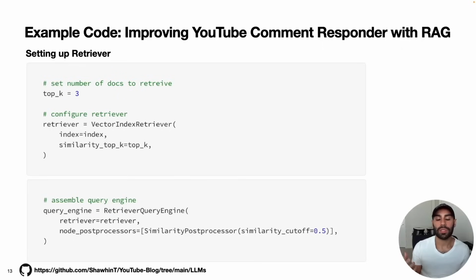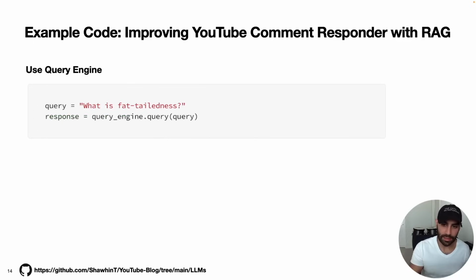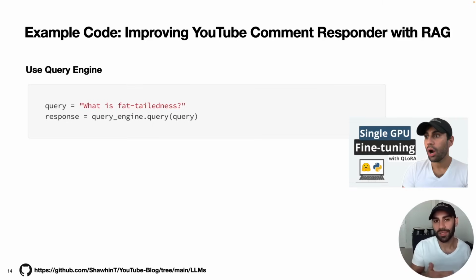Next, we assemble the query engine. So the query engine brings everything together. It takes in the user query and spits out the relevant context. And so we can use the query engine in the following way. Let's say the query is, what is fat-tailedness, which is the same technical question we passed to the fine-tuned model in the previous video of this series.